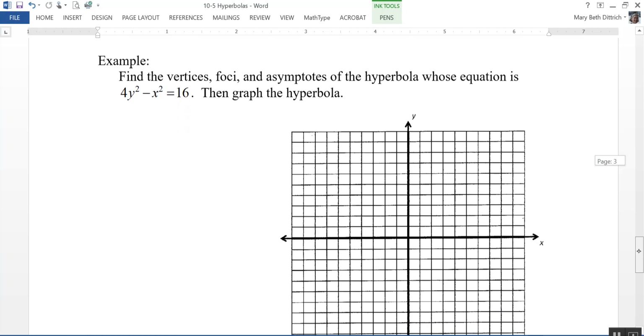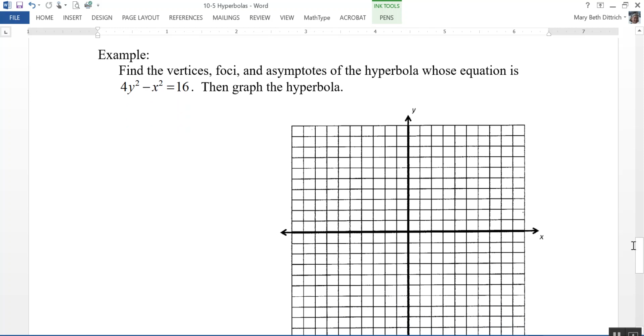And our last example says, find the vertices, foci, and asymptotes of the hyperbola whose equation is 4y squared minus x squared equals 16, and then graph the hyperbola. You'll notice that this is not in standard form. This is actually in general form, so I need to rewrite it in standard form. And as we saw with an ellipse, standard form of the equation always equals 1, so I need to divide everything by 16. So that's going to give me y squared over 4 minus x squared over 16 is equal to 1.